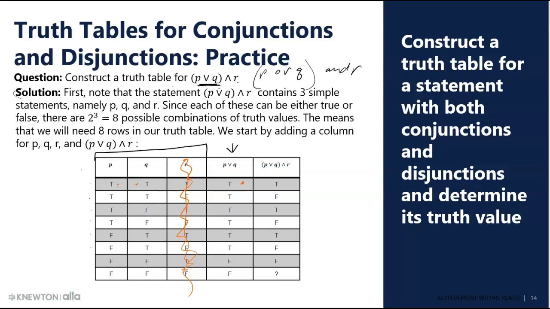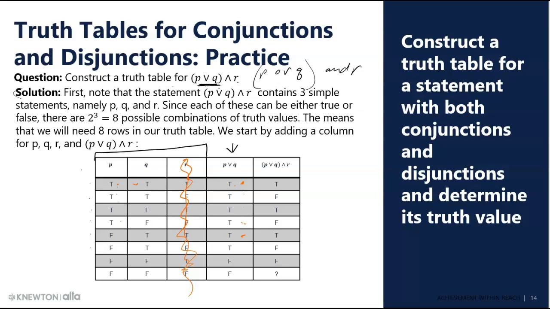P is true, Q is true. Now remember, for OR, as long as one of them is true, I get a true. So I know in the first 4 rows, P is true, so I'm going to be true with the OR because I have at least one true. Once I have a true, I don't care if the other one's true or false. My compound statement made with an OR will be true.